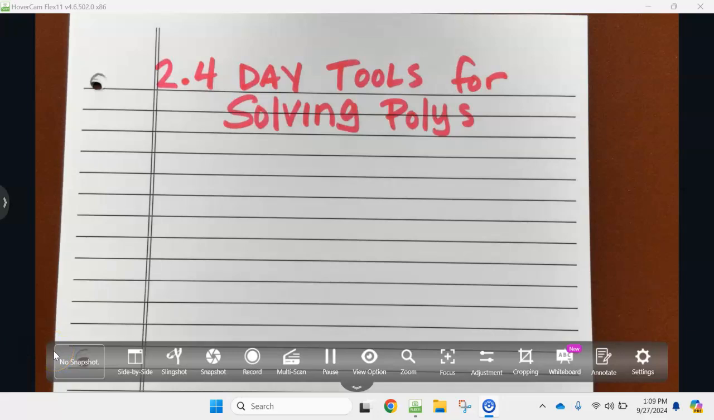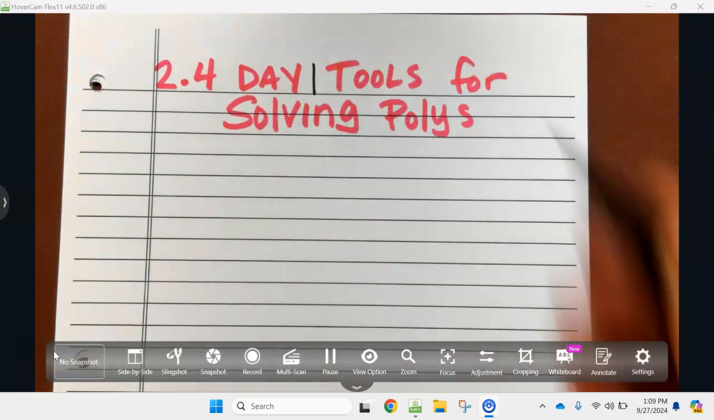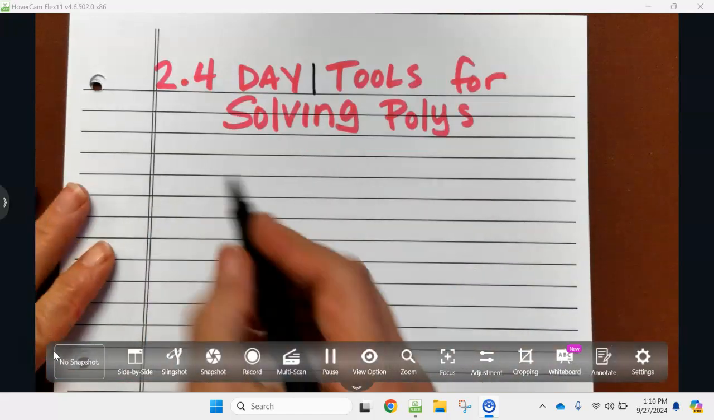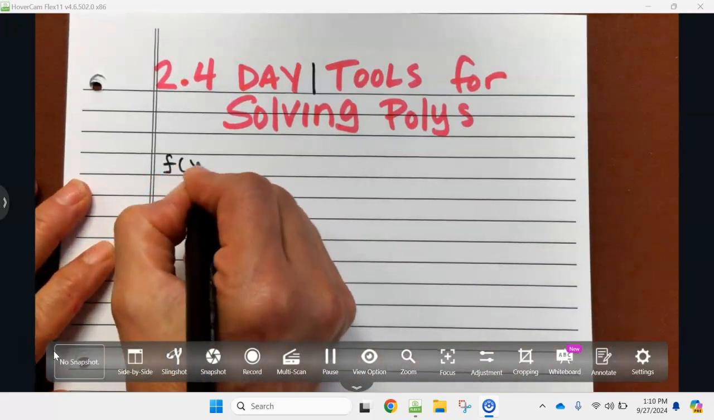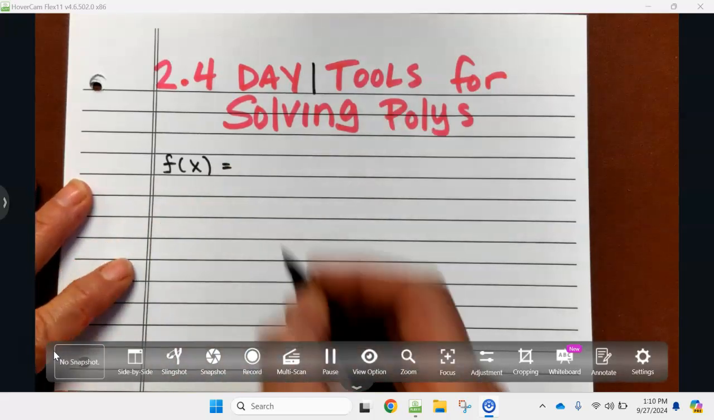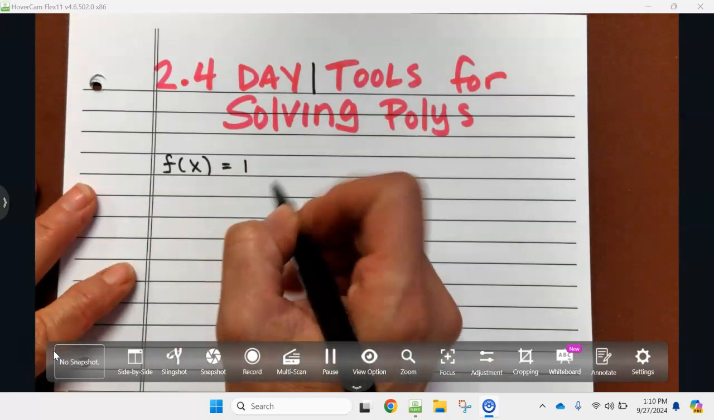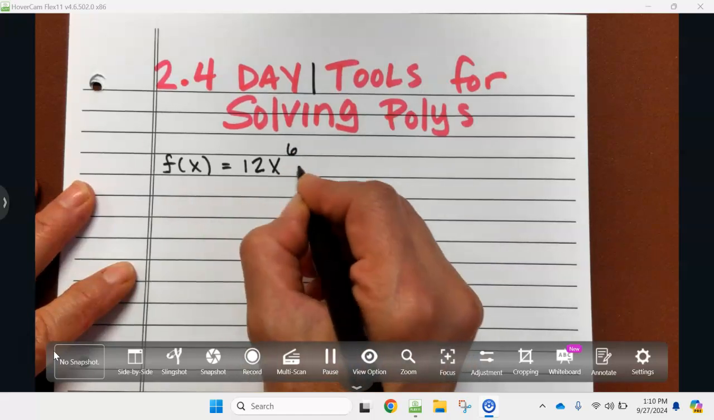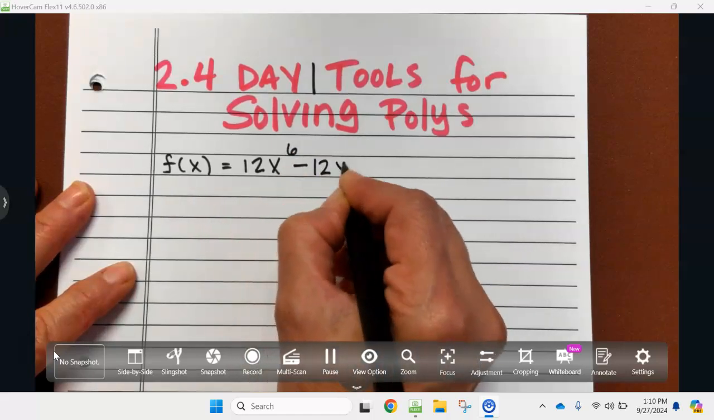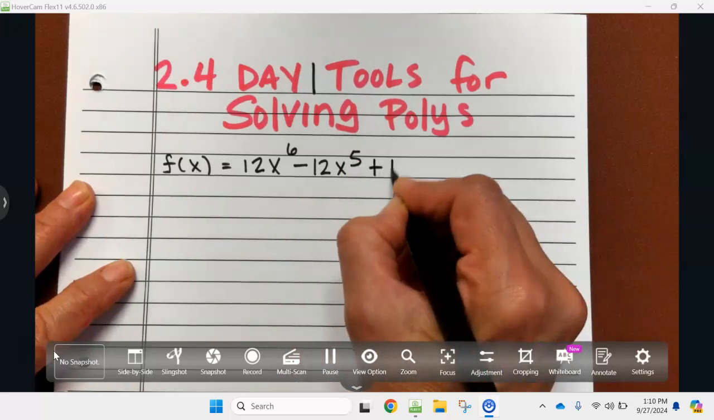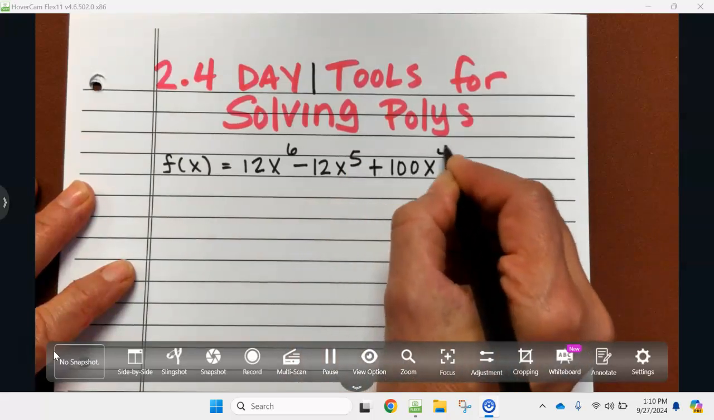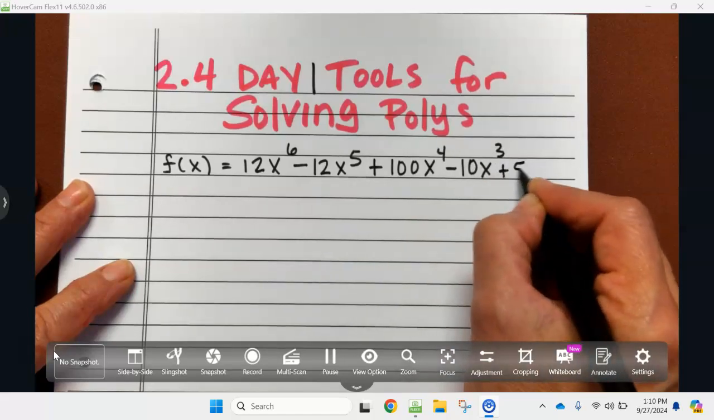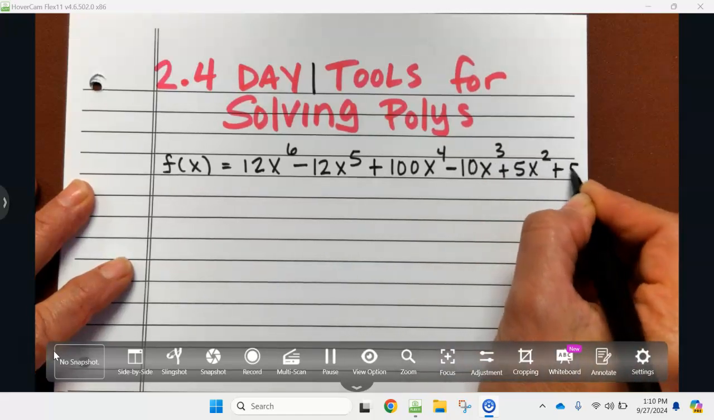Here we are, 2.4, day 1, tools for solving polynomials. So please do not write this down, just watch what I do here. What I'm going to do is write a really high-powered polynomial. So this is going to be 12x to the 6th minus 12x to the 5th plus 100x to the 4th minus 10x to the 3rd plus 5x squared plus 5.